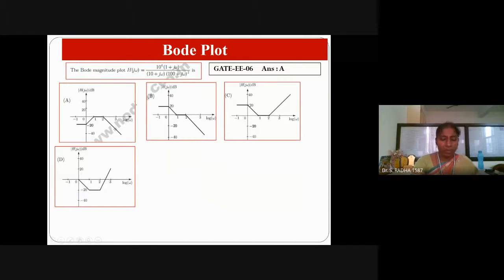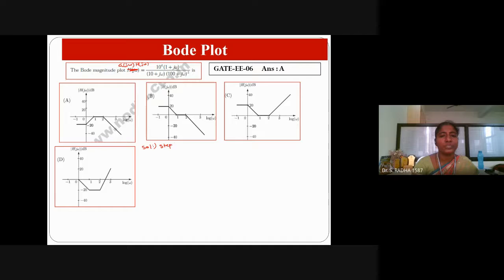The Bode plot. Now the transfer function is given: G(jω)H(jω). We are supposed to find which diagram is correct for this transfer function. So, as I told you, I'm going to the solution.